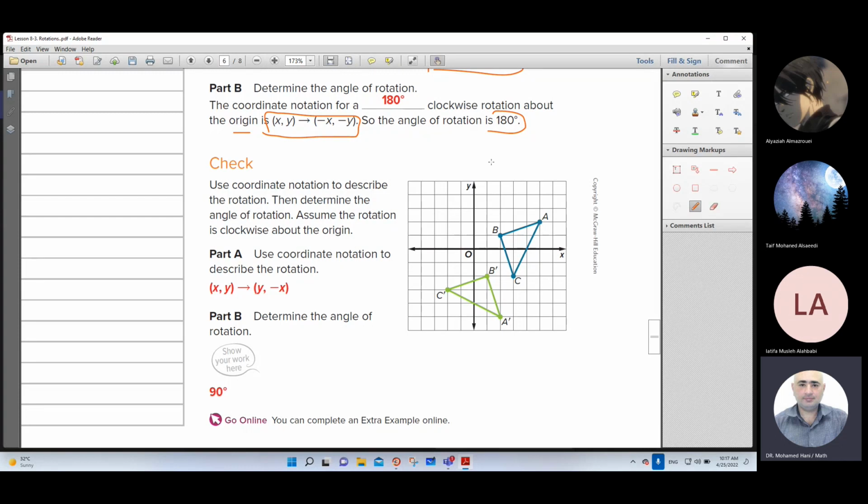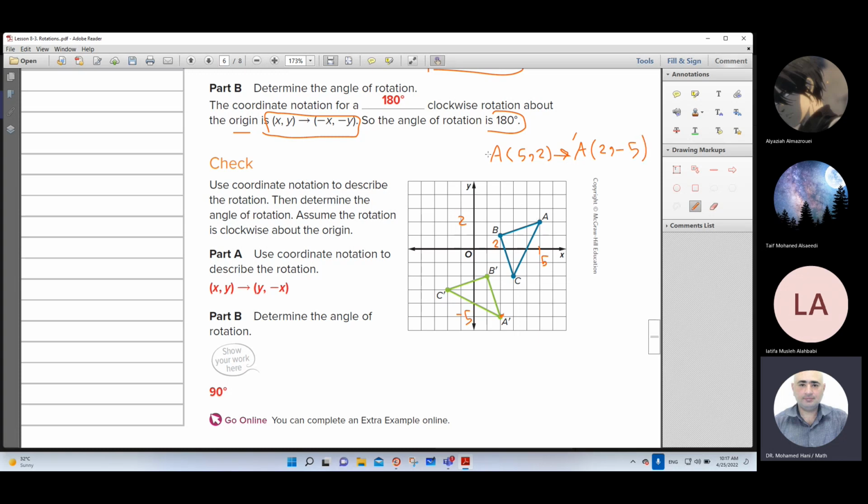What is the coordinate of A? As you see, this is A here. 1, 2, 3, 4, 5. And here in the Y will be 2. So A will be (5, 2). What is A prime? This is A prime here. As you see, 2 in the X and negative 5 in the Y. So (2, negative 5).